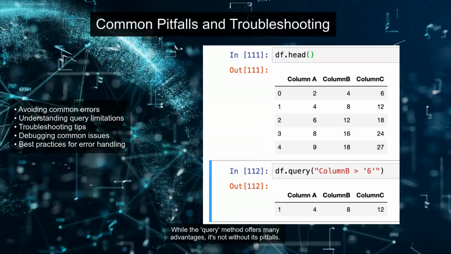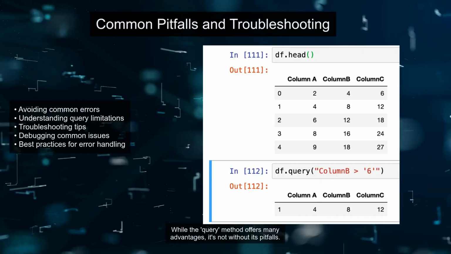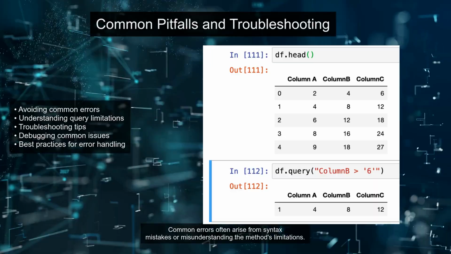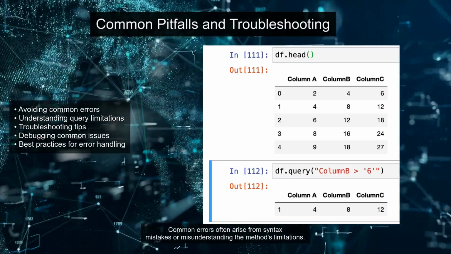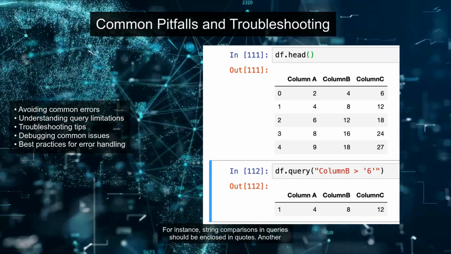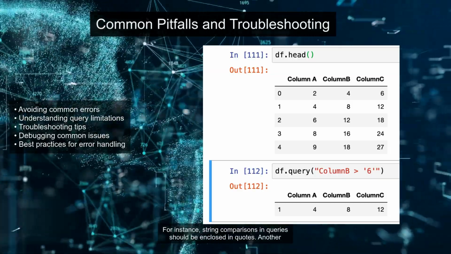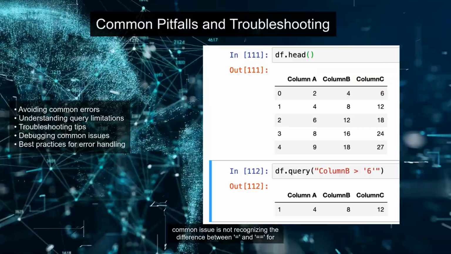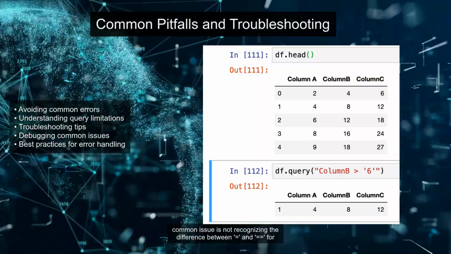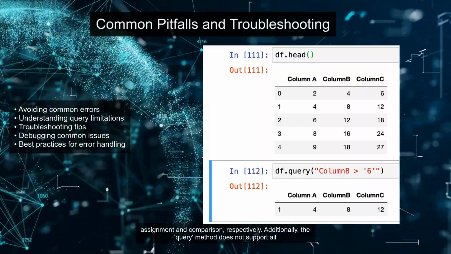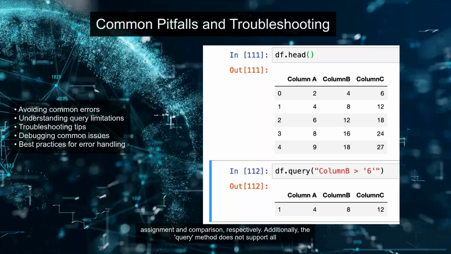While the query method offers many advantages, it's not without its pitfalls. Common errors often arise from syntax mistakes or misunderstanding the method's limitations. For instance, string comparisons in queries should be enclosed in quotes. Another common issue is not recognizing the difference between = and ==, for assignment and comparison, respectively.